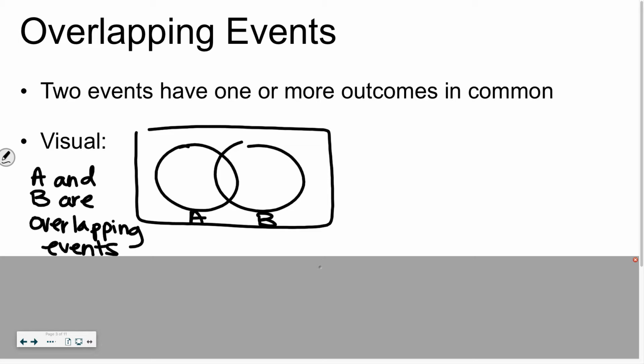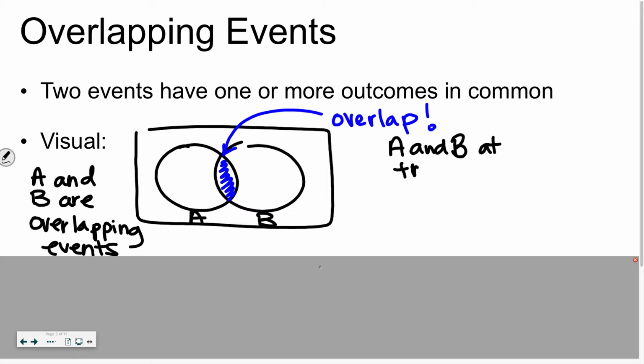I'm going to mark this middle, shaded area. A or B is all of the circles, like in the last example. But the part that I'm labeling right now is the overlap. It's the part that they share in common. That's going to come back to us in our formula, and this is where that extra "and" comes in. The overlap means it's A and B at the same time.